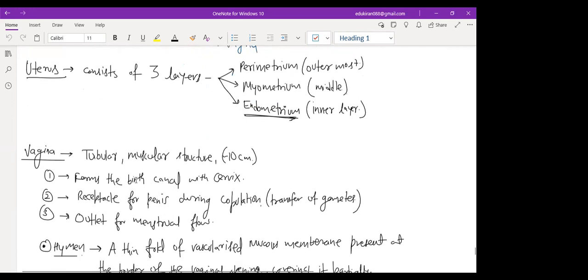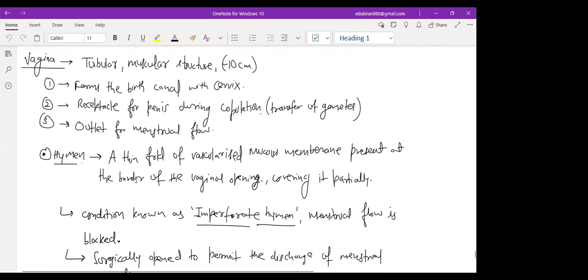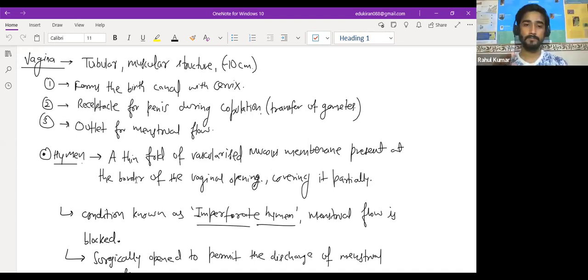Vagina is a tube-like muscular structure, and its function is to form the birth canal with the cervix, then a receptacle for the penis during copulation, and an outlet for menstrual flow. Then hymen, it is a thin fold of vascularized mucus, or sometimes a mucous membrane. It is a membrane basically, but it contains both mucus and some blood vessels.